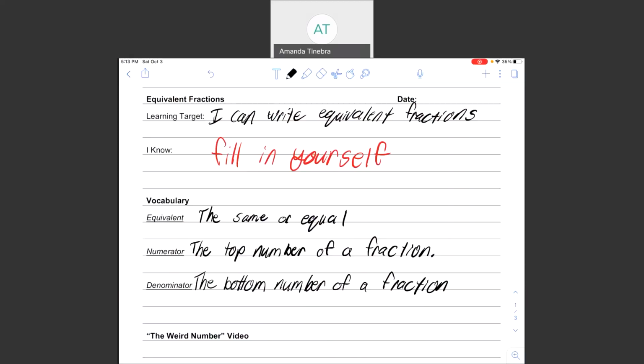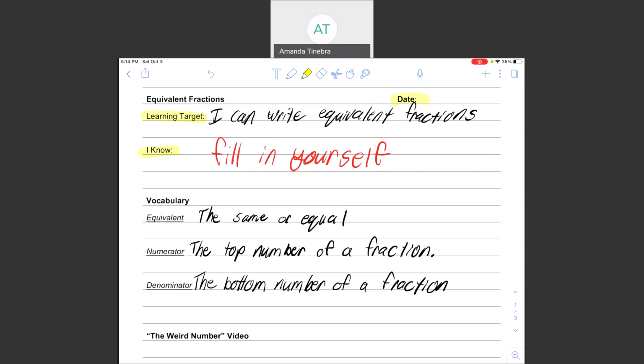Today's video is on equivalent fractions. So our learning target today is I can write equivalent fractions. Please make sure you write down your date and your I know, which is something you know about equivalent fractions. Maybe you know what equivalent means, maybe you know what fractions means, but whatever you personally know.